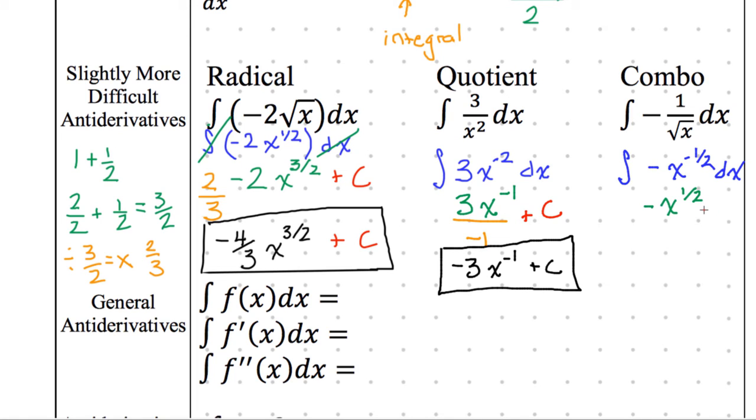And then finally, step 2 is to do what? Divide by 1 over 2. Yep, and dividing by 1 over 2 is the same thing as multiplying by 2. So just multiply this by 2. And don't forget your C, your constant of integration. And simplified, this becomes negative 2x to the power of 1/2 plus c.